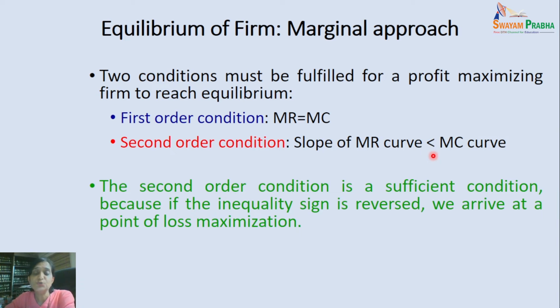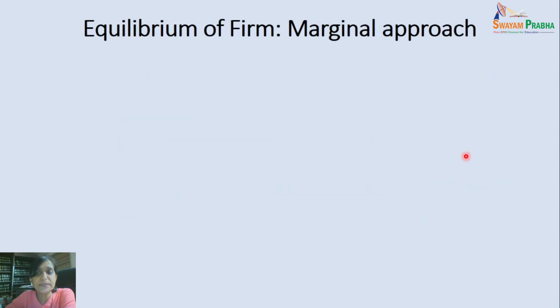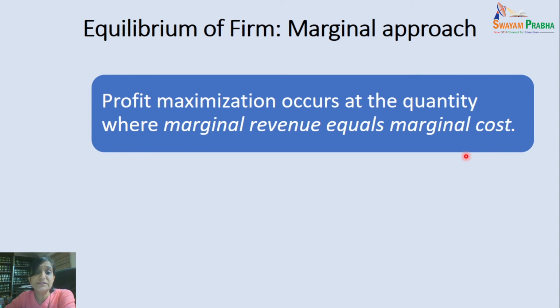So, two things we need to understand when we are deriving the equilibrium of the firm using the marginal approach is that first of all, determine the point where marginal revenue is equal to marginal cost, and that is the necessary condition. Then you go to the second order condition, which is the sufficient condition, which says that the slope of MR should be less than the slope of the MC curve, or the marginal cost curve should start rising after it cuts your marginal revenue curve. Let us see what happens if this does not happen.